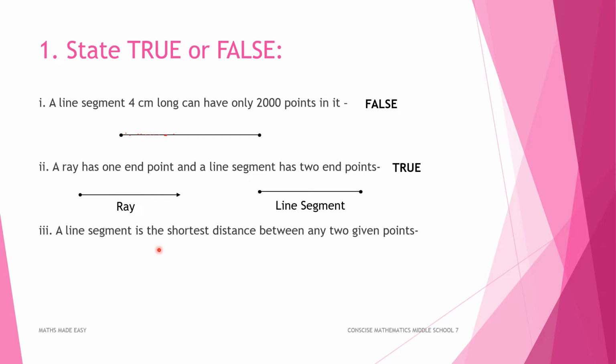A line segment is the shortest distance between any two given points. First, draw a diagram so that it will be clearly understandable. For a line segment, I already told you, it should have two dots, right? Now we have drawn a line segment, the shortest distance between the two points. Here to here, it is the shortest distance because it cannot be extended. A line segment cannot be extended on either side, so it is the shortest distance. Yes, true. I hope you understood. Because it is not extended, we can state it as true, right? Next.